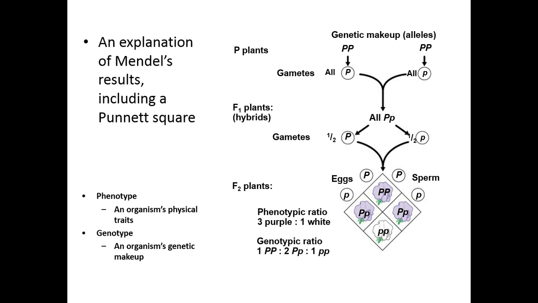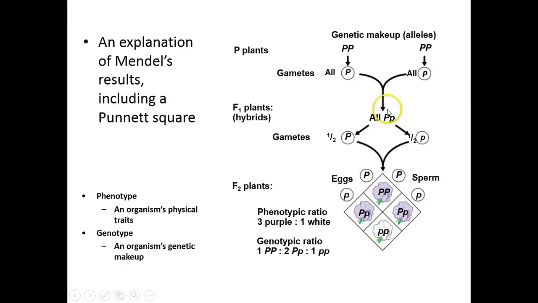So an explanation of Mendel's results can be described using a Punnett square. If you look at a pure breeding parent, such as a big P, that's a purple parent, and a little p parent, which would be a white parent. The gametes that the purple parent could make would be a big P gamete. The gametes that the little p parent, or the white parent, could make would be little p. The F1 generation, all of their genotypes would be big P, little p.